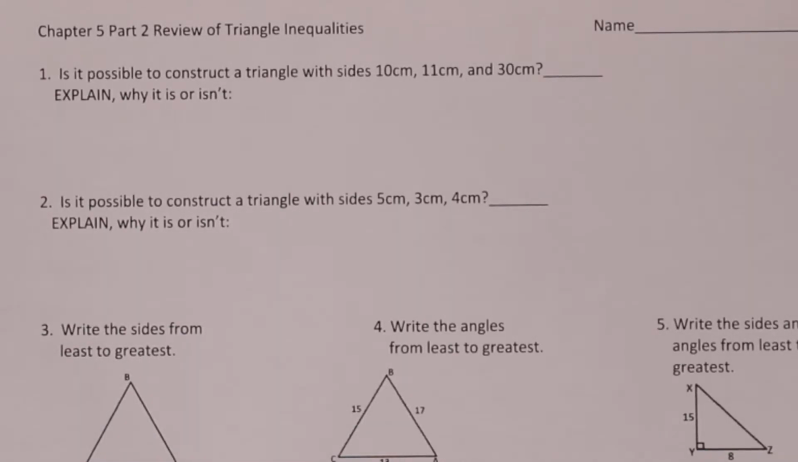This is the chapter 5 part 2 review. It's about triangle inequalities, mostly in one circle and one triangle, except for with the hinge theorem. That one does have two triangles, but for all the rest of them, you're focused on just one single triangle.